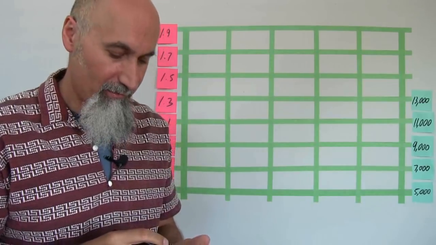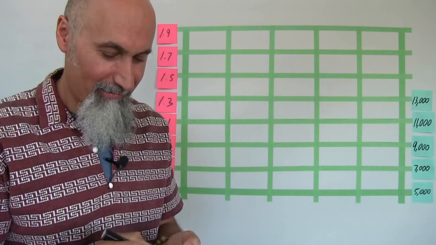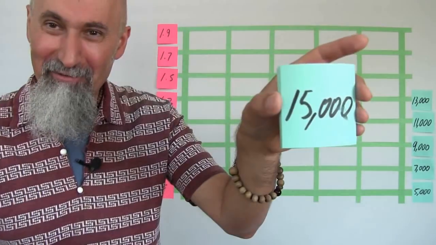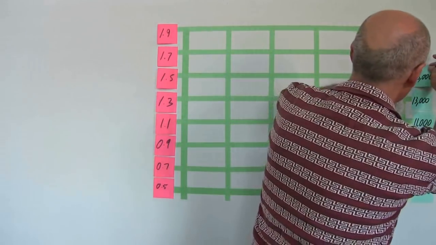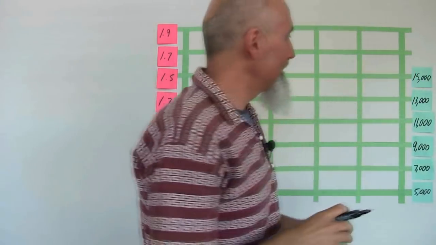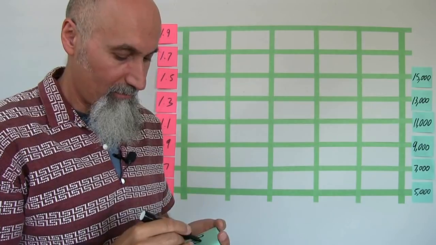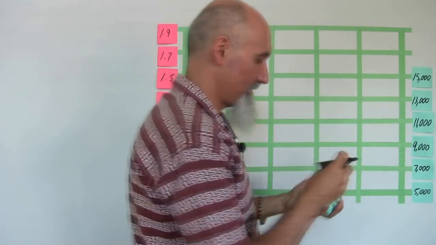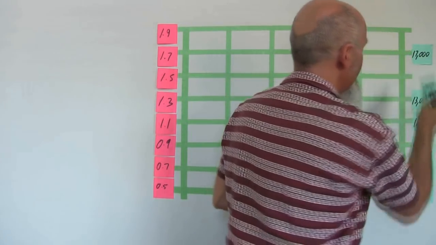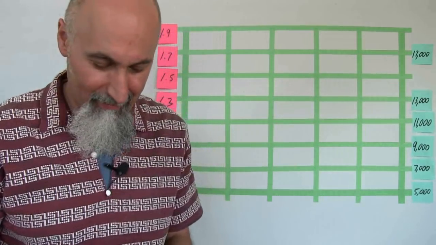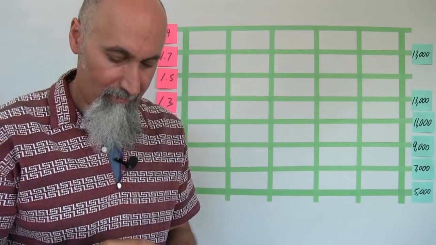My fives always look trippy. Make this look legit. 15,000. Did I put it on the right way? Yeah, I did. Nice. 15,000. 17,000. Got a little smudge on that. 17,000. 15,000. Might as well make it clean, right?